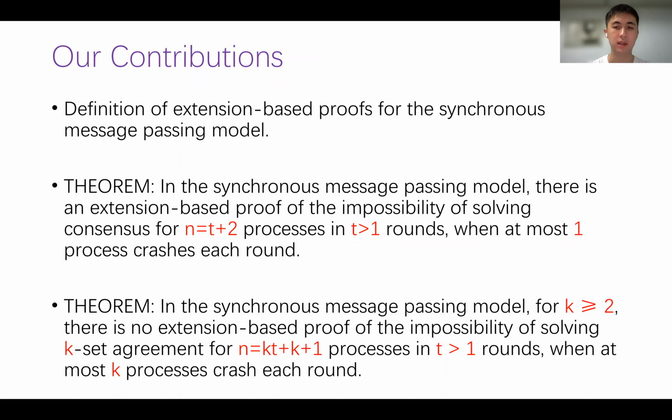Our first contribution is a definition of extension-based proofs for the synchronous message passing model. Then we show how to express the valency argument for the lower bound for consensus as an extension-based proof. Our main result is that there is no extension-based proof of the impossibility of solving k-set agreement in synchronous message passing model in t rounds for kt plus k plus 1 processes, when at most k processes crash each round, where both t and k are integers greater than 1.